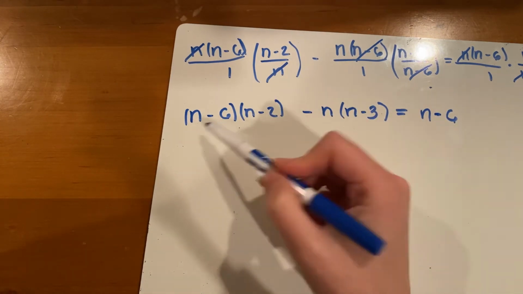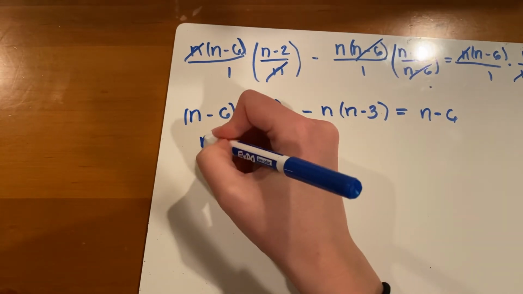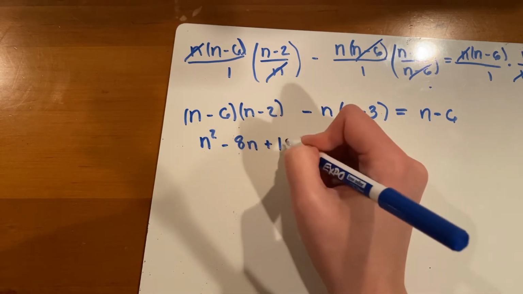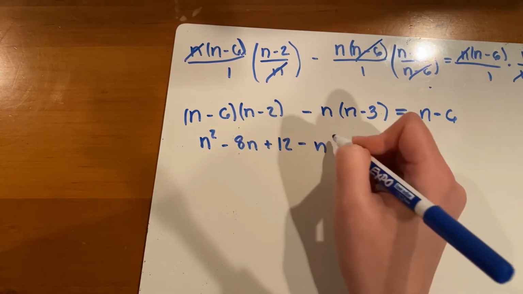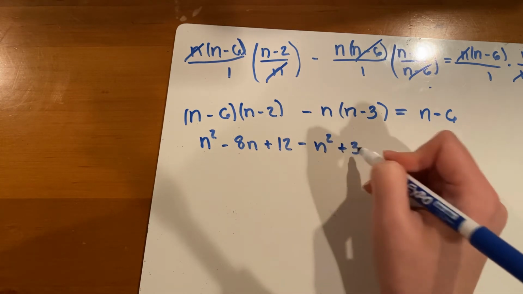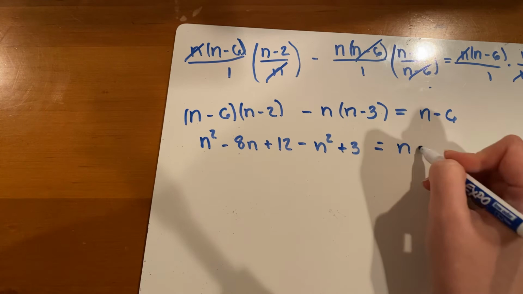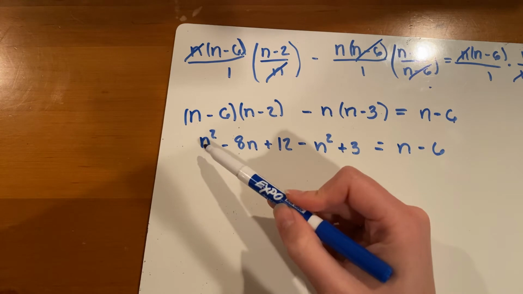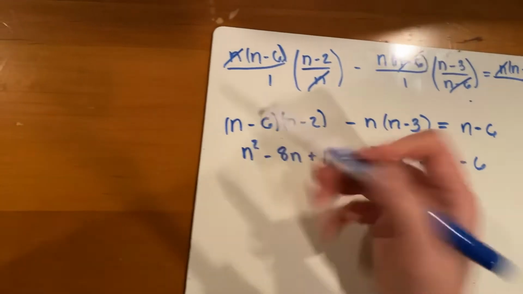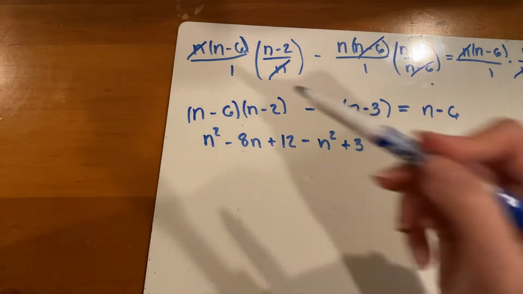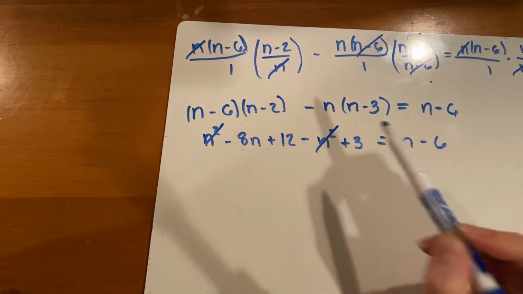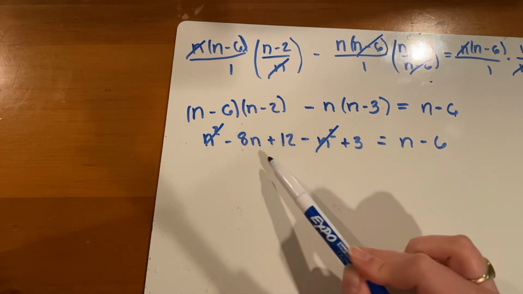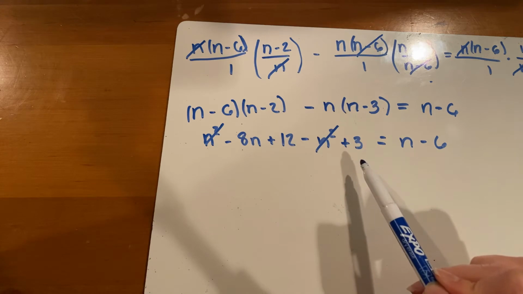After we multiply out n minus 6 times n minus 2, we're going to get n squared minus 8n plus 12 minus n squared plus 3n is equal to n minus 6. And now we can solve by adding our like terms. We have n squared minus n squared here, so our n squared terms can cancel out. Now we have a negative 8n, and no other n terms that I see right away.